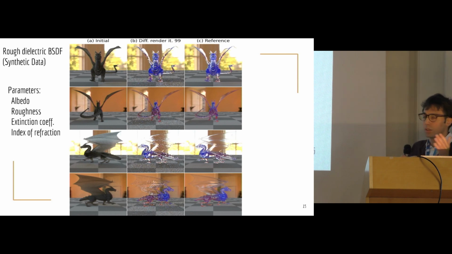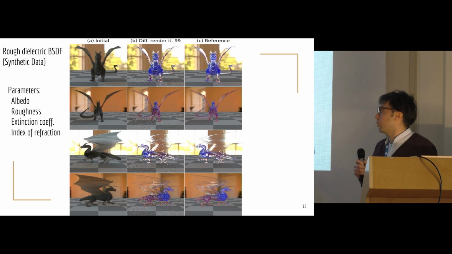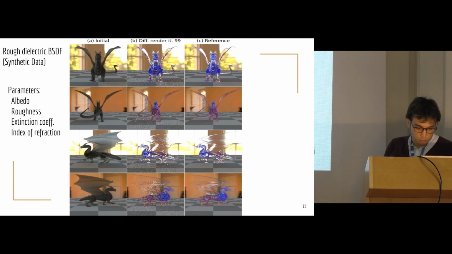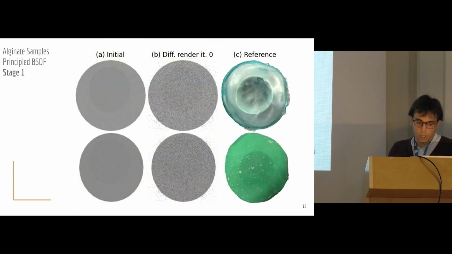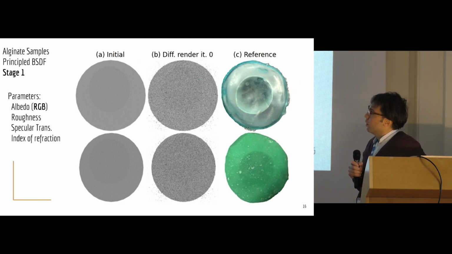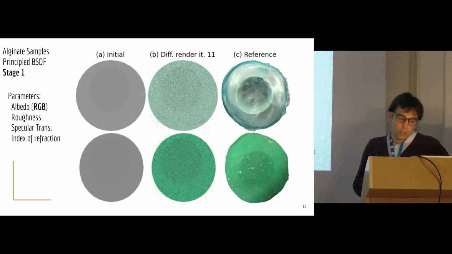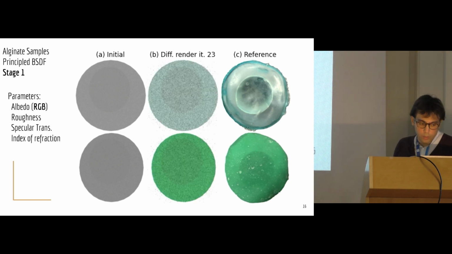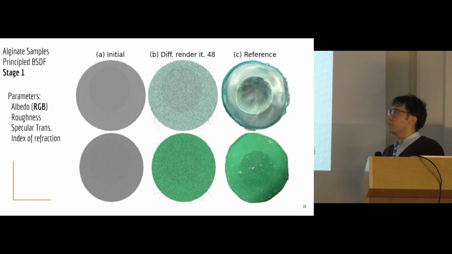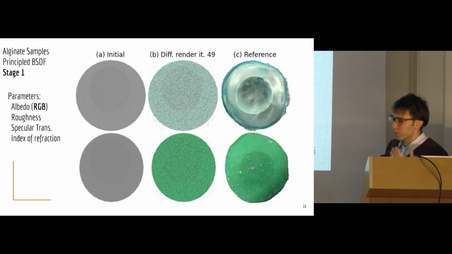So the idea with synthetic test cases is to test whether our approach would work, and we were quite happy with our results, which basically leads me to the real-world examples. So here you can see again the alginate materials on the right, the references. As previously, we use Principled BSDF, and the material parameters of interest are albedo, roughness, specular transmission, and index of refraction.